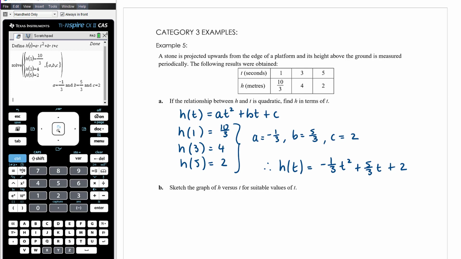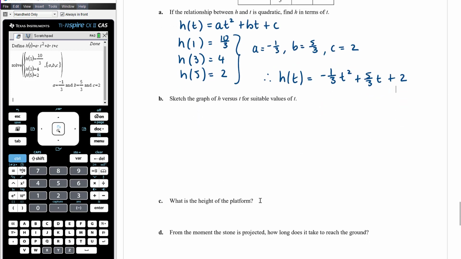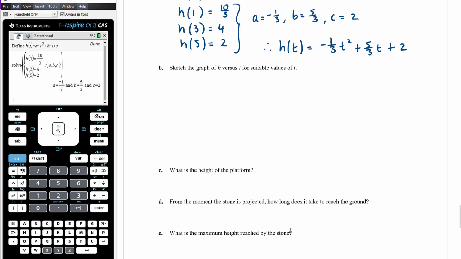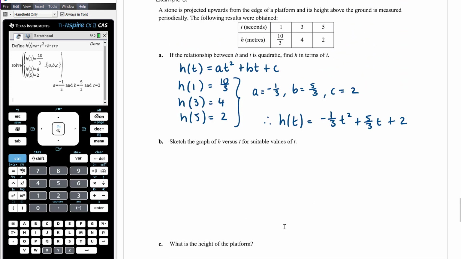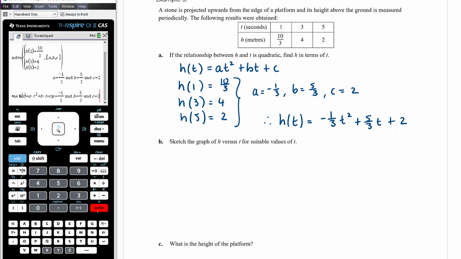Now, sketch the graph of h versus t for suitable values of t. What is the height? Okay, so we now want to use this equation. So in my CAS, I want to take my defined function, which was h of t up here, scrolling up, I'm going to press enter, and now I want to substitute those values of a, b, and c into that. So given that a, b, c is that. Okay, so now if I were to type h of t, I would get this.